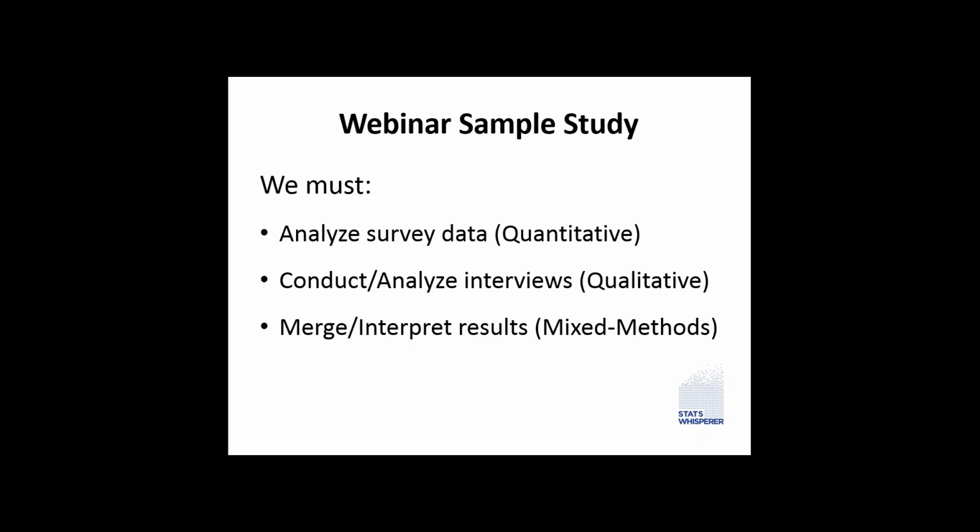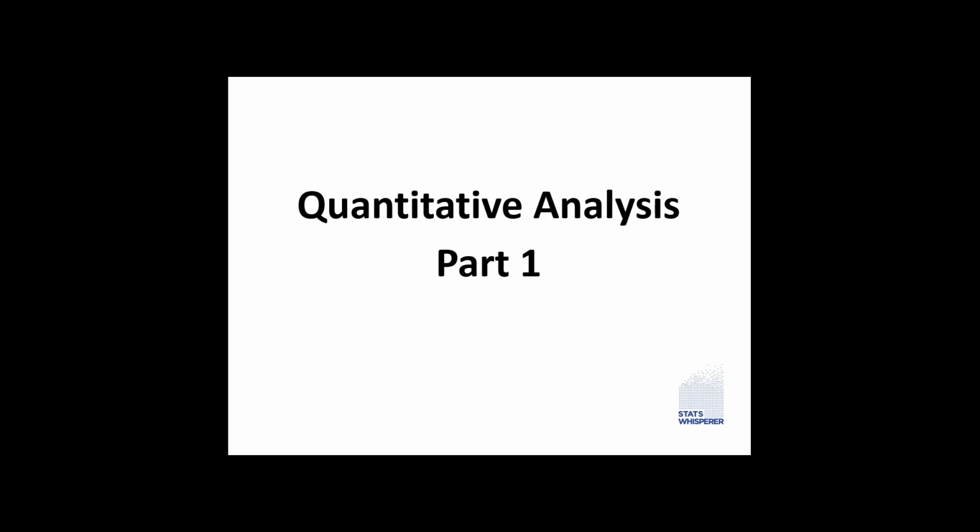So what we're going to need to do to implement this study is we first have to analyze survey data that they gathered, right? That's our quantitative analysis. Then we need to conduct and analyze interviews, which will be our qualitative part, right? And then we need to merge and interpret results, right, which is going to be our mixed methods study. All right, now we're going to get into quantitative analysis part 1.